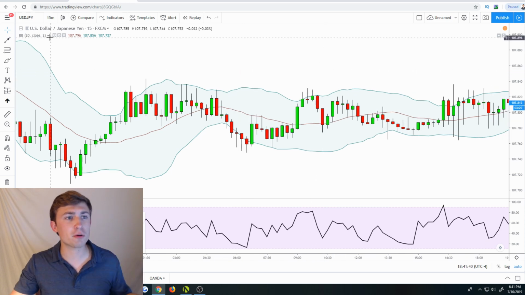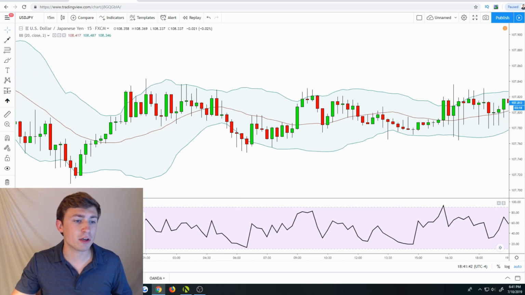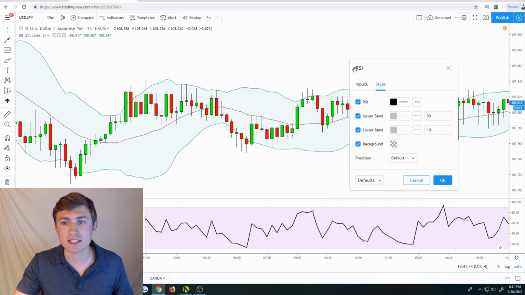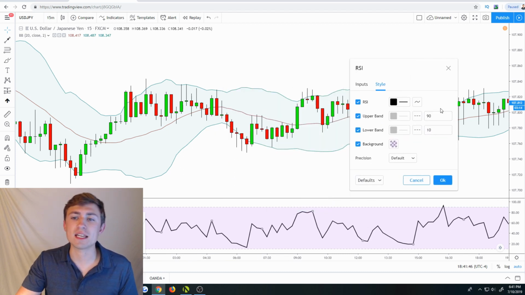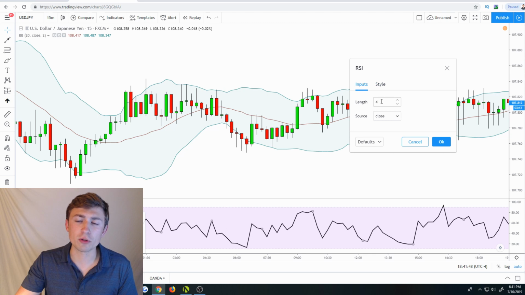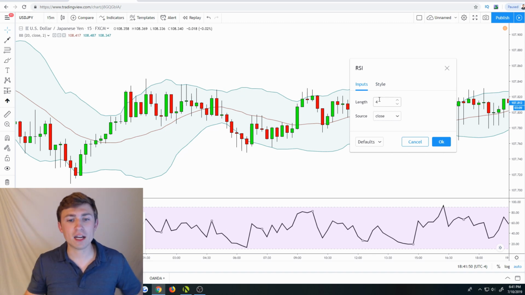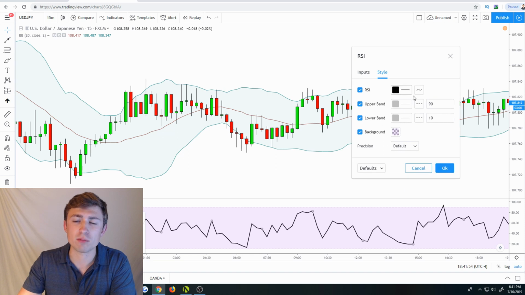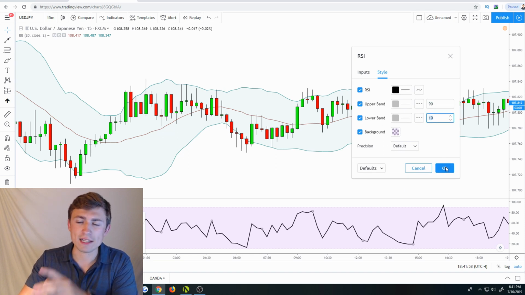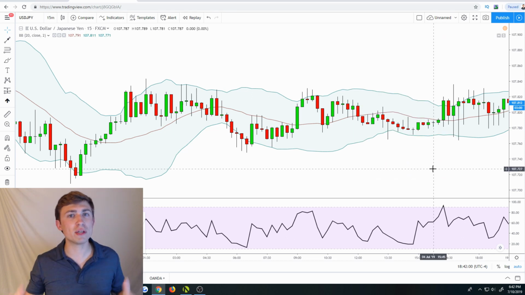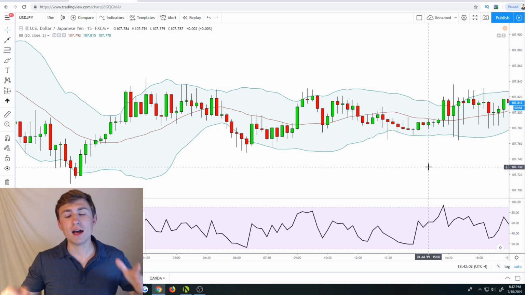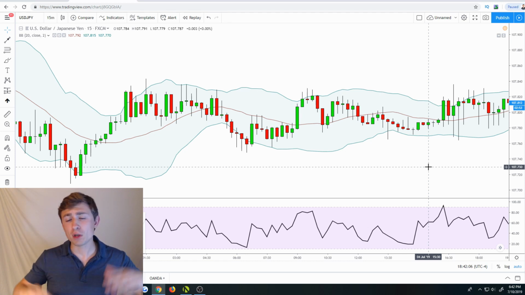Now I'm using the standard Bollinger Band, and if I go into my details on the RSI, you can see it's hidden behind my camera. You can see the RSI period is only 4, so we're using a very quick RSI motion here. You can see that the upper band is at 90 and we're looking at 10 on the lower side. So we're looking for really sharp movements in the market, and we're going to look to potentially fade these moves. Now, why would you want to do that?